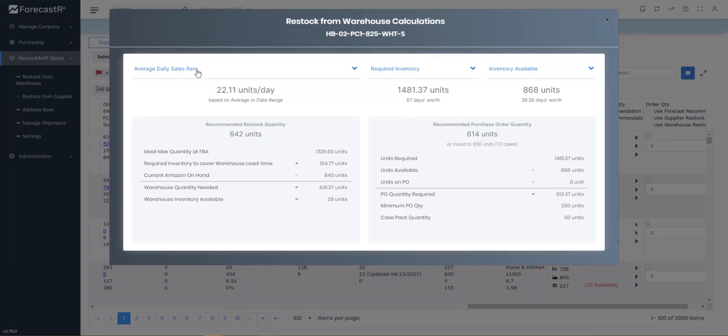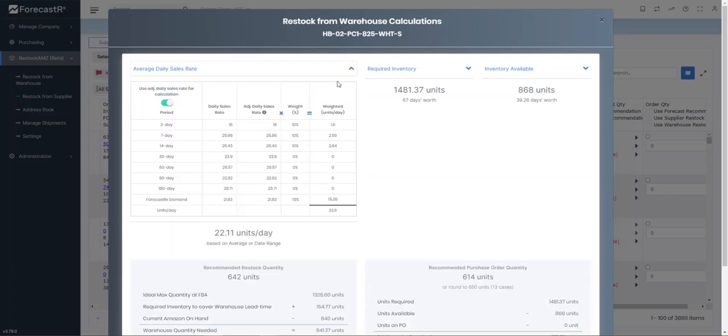On the top left, we'll start with the average daily sales rate. This will tell you how many units per day based on your daily sales rate calculations that you would sell of this product. If you open up the drop-down, you'll see how those calculations were formed based on which time periods you have the weights set to, and also if you have any weight allocated towards the ForecastRx demand.